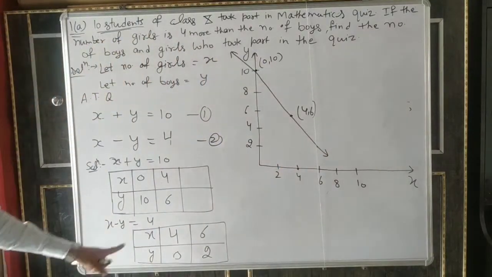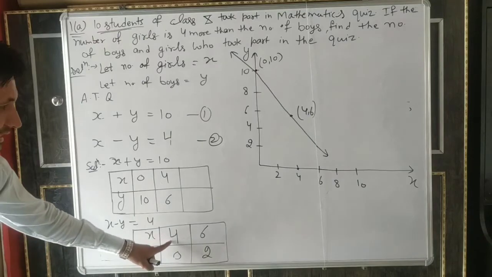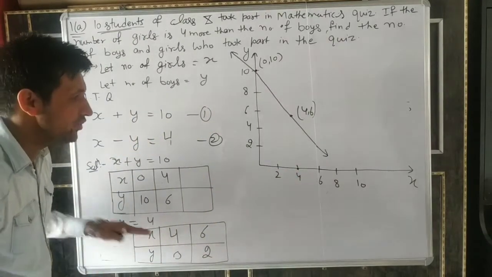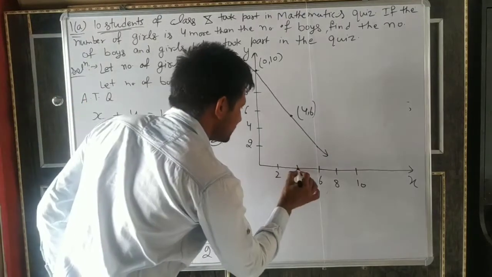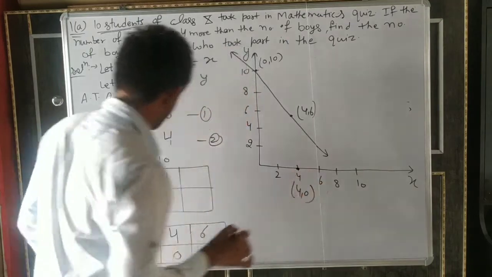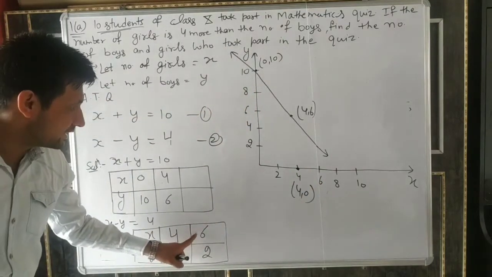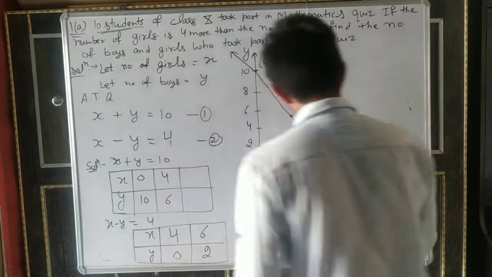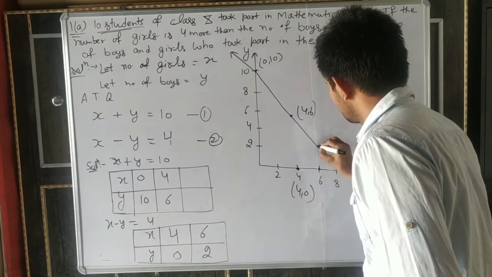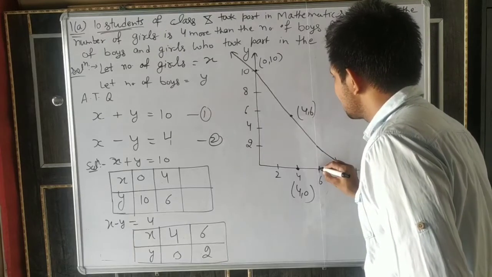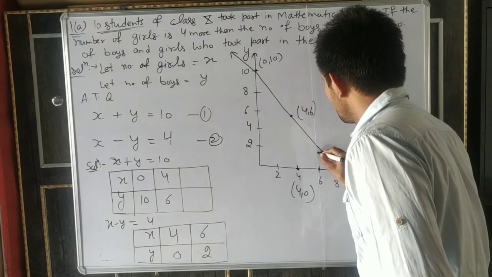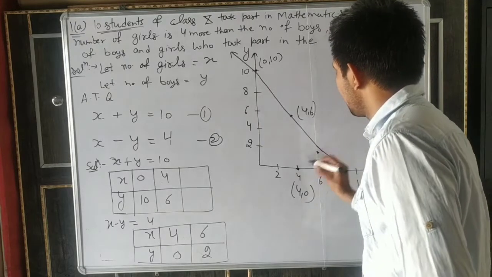Next is the graph of the second equation. X is 4 and y is 0. Y is 0 is always on the x-axis, so this is the point (4, 0). Next point: x is 6, y is 2. Now you can join these two points.